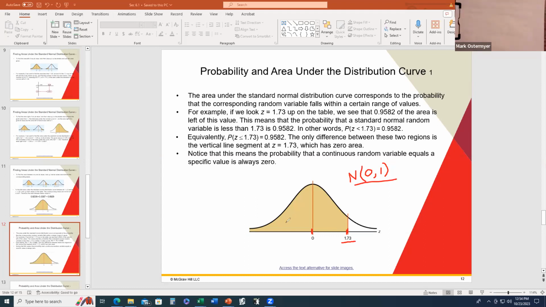So this area you see shaded here, you know what that's equal to? It's equal to this probability: the probability that the z-value of a standard normal distribution takes on a value that's less than 1.73. This probability is equal to this shaded region here. It's equal to this area here.